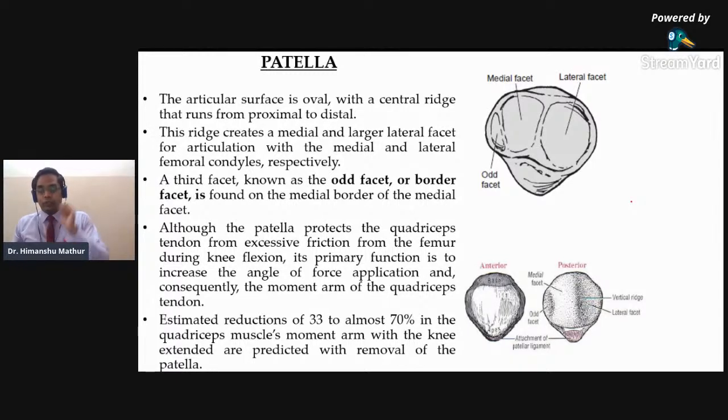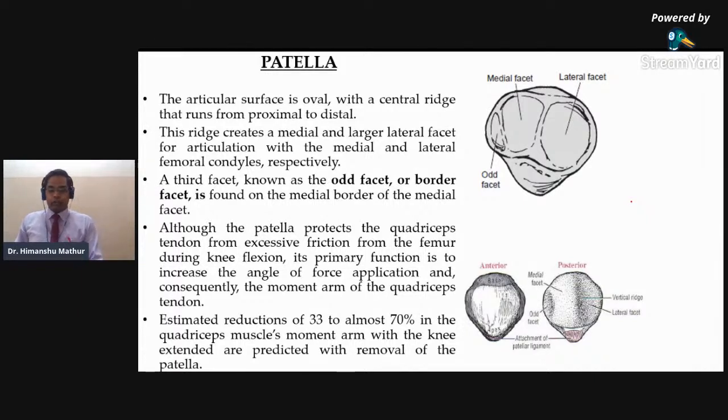Can you people tell me what is the biomechanical significance of the patella? What is the biomechanical significance of patella or any sesamoid bone? Your time starts now. Especially let's talk about patella. Tell me what is the biomechanical significance of presence of patella. If you can tell me, I am waiting for your answers.